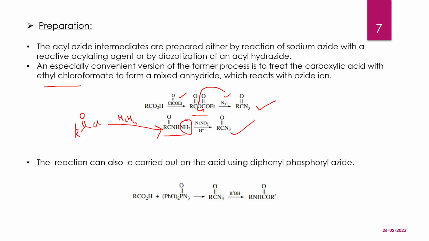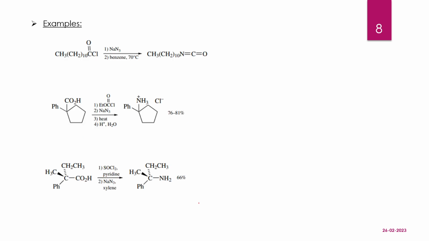Okay. This reaction can also be carried out on the acid using diphenyl phosphoryl azide. So from the acid, to prepare this type of acyl azide, we can also use diphenyl phosphoryl azide. This type of reagent can also be used. So let's talk about some examples here. I have already shown here the reactant and the product.